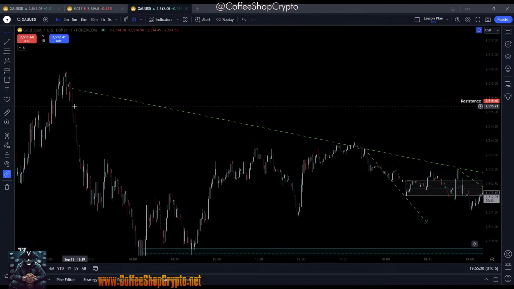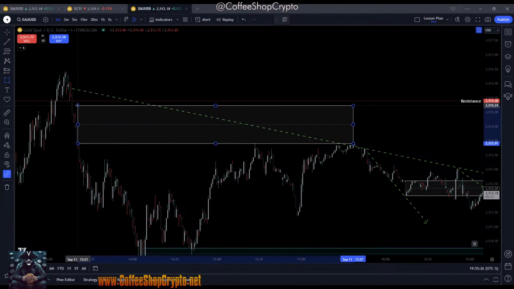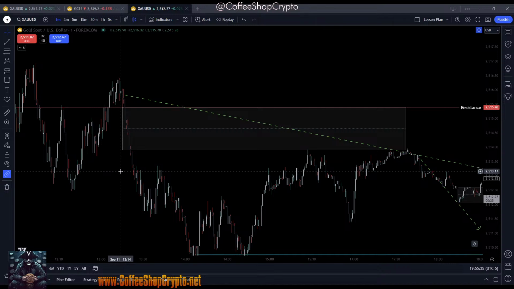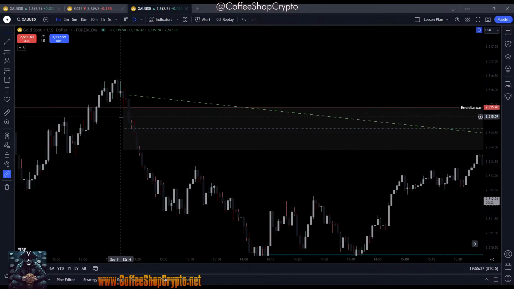Just massive fair value gap right here. Let's draw this out, right? We go from here. Yeah, I'm going to take it to that level. We got a support level right there. I want to find the resistance. Where is the resistance below this? That's what I want to find out.